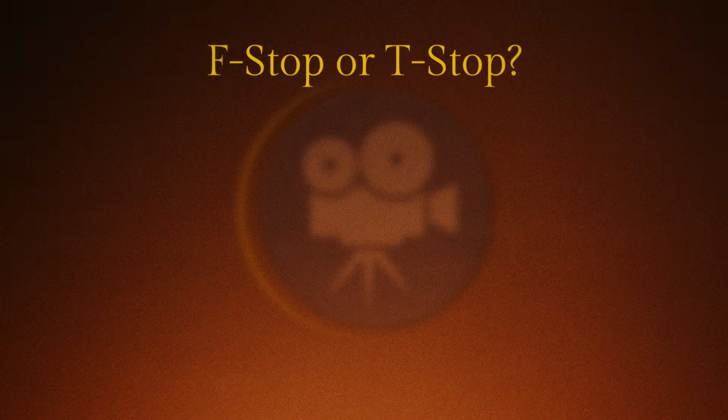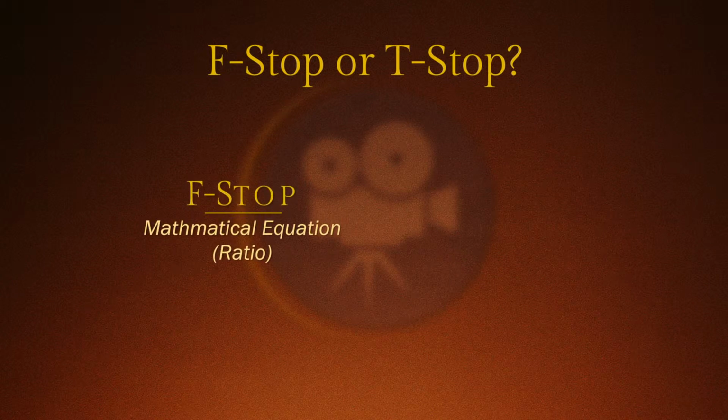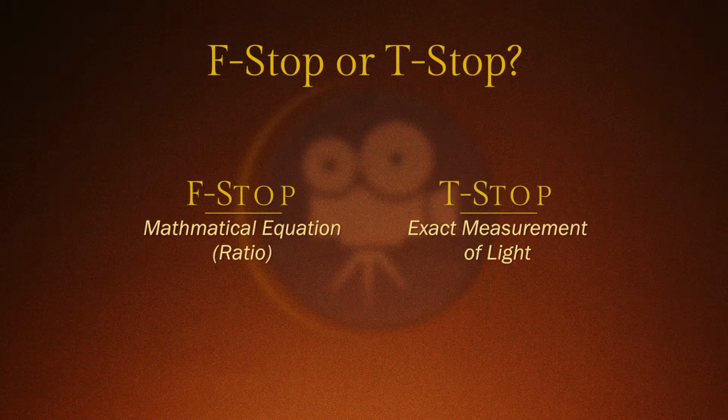It's expressed in either f-stops or t-stops. When it's expressed as an f-stop, it's telling you what the mathematical equation is at that point. T-stops, on the other hand, are a physical measurement of the transmittance of the lens, so how much light is actually getting through to your camera sensor.